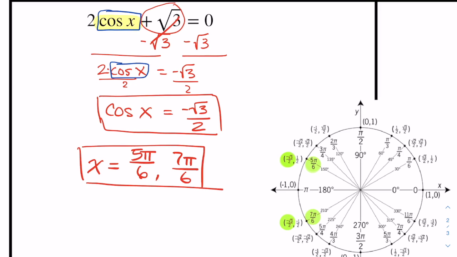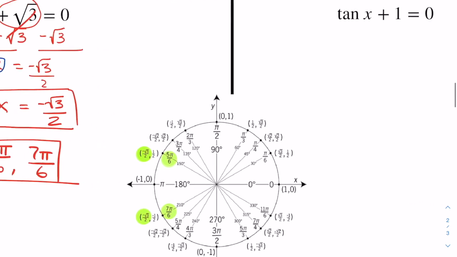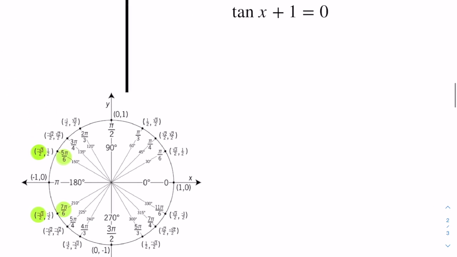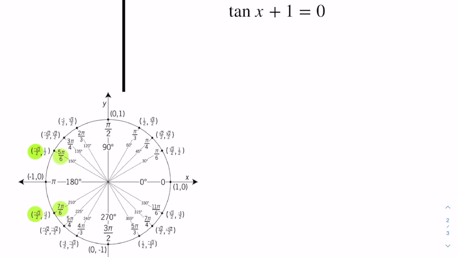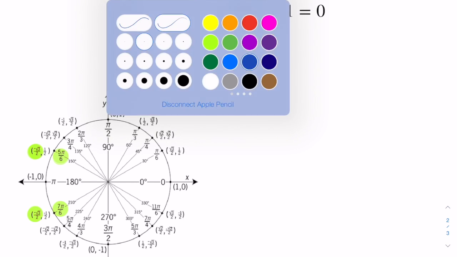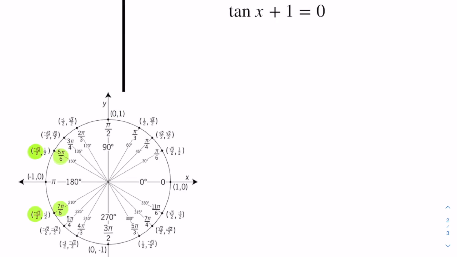There. Okay, let's move over a little bit. Let's look at this example. So this one says tangent x plus 1 equals 0. So same idea here. We know that we're dealing with tangent, and we want tangent to be by itself. So I've got to get rid of this plus 1. So how do you get rid of a plus 1? Minus 1. So an easier way to say this would be, where is tangent equal to minus 1?